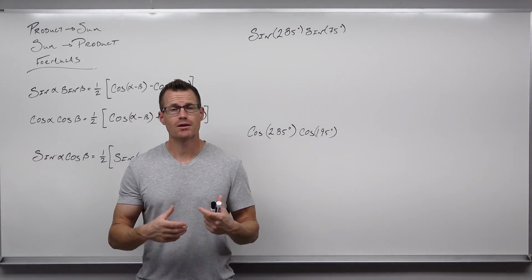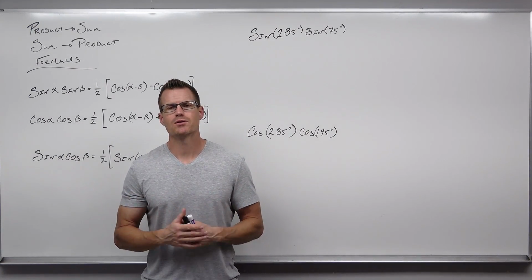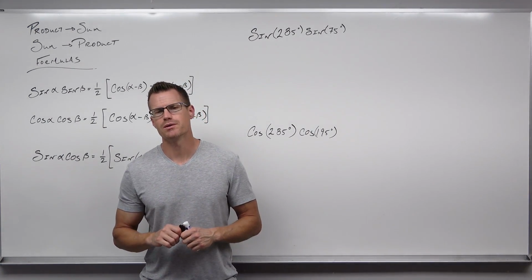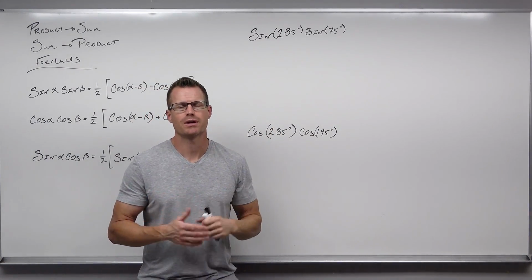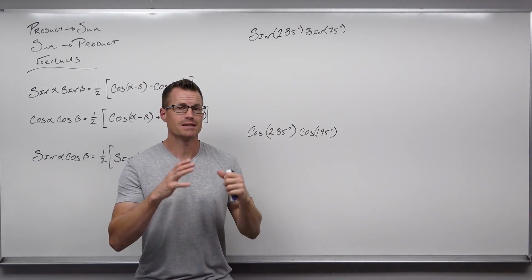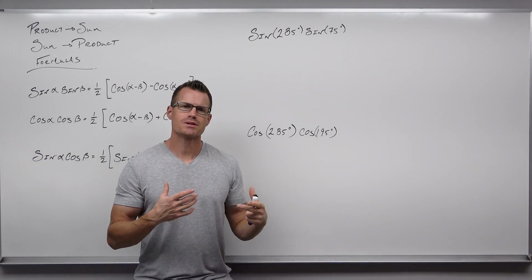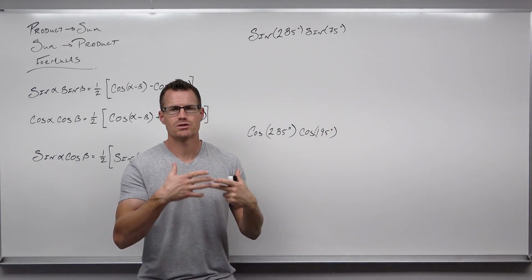As long as they're multiplied together, we can change those angles. Hopefully, it creates something a little bit easier to deal with on the unit circle. So let's take a look at this. This is sine of an angle times sine of a different angle. The reason why I say sine of a different angle is because if they're the same angle, you can just get sine squared of that angle.